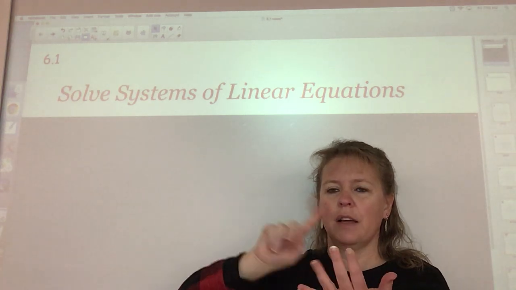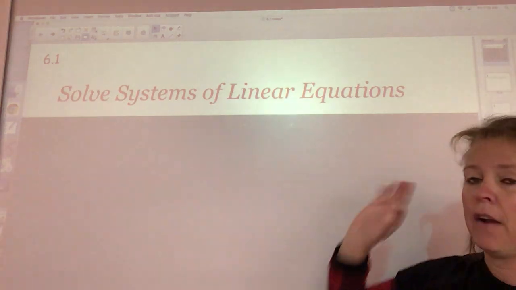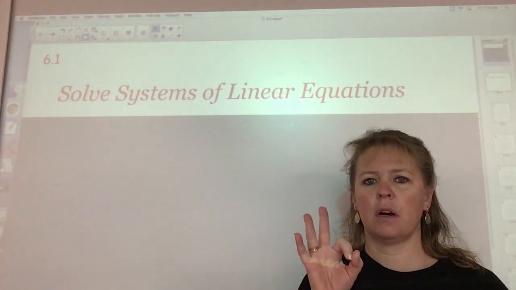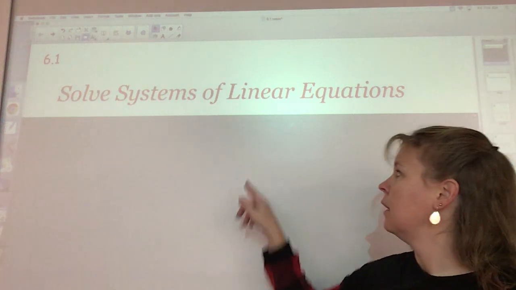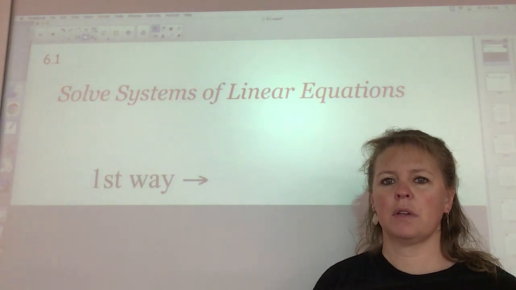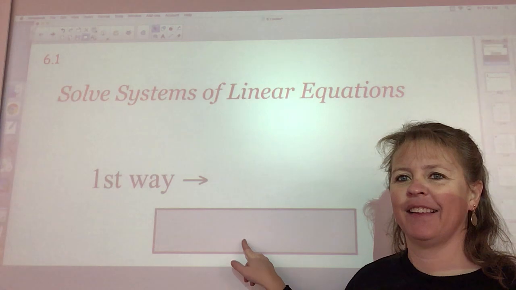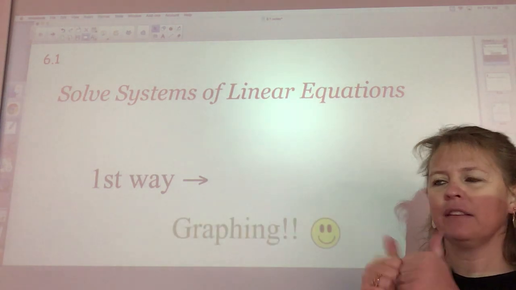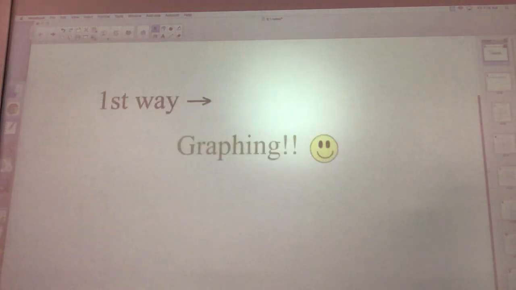We'll have to find an x and we'll have to find a y. Two equations, two variables. There are three different ways to solve systems of equations. We are going to learn all three different ways, but today we're working on only the first way of solving a system of equations, and that is graphing. Back to that. It's not going to go away in your math career.